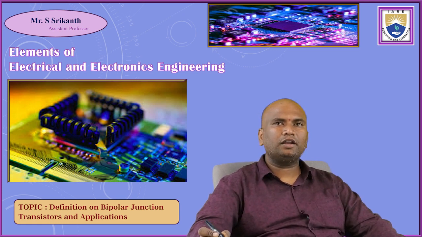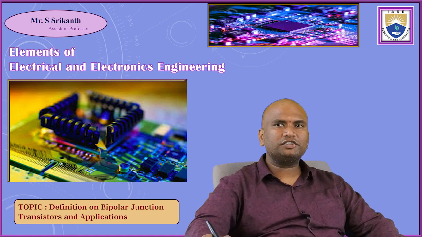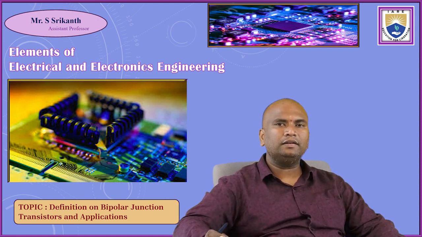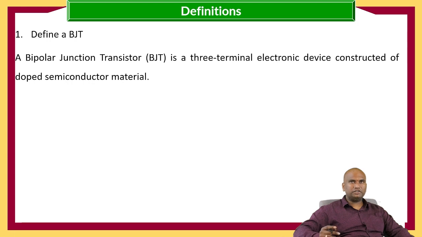In this session, I'm going to cover the definitions on bipolar junction transistor and their application. Define BJT. BJT, a bipolar junction transistor, is a three terminal electronic device constructed of doped semiconductor material.